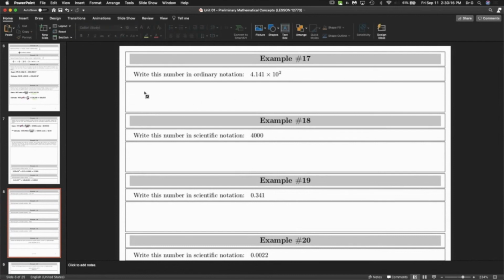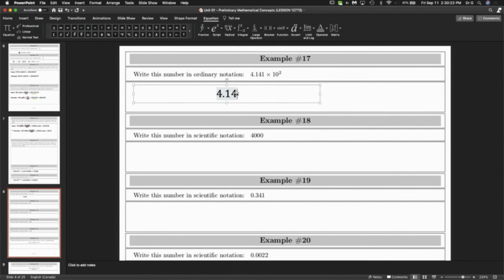Okay, let's keep on going here. So 10 to the 2 is 100. What I'm saying, bottom line, is make the number bigger. Yes, Ravindra, make the number bigger. Move the decimal over a couple of times. So 414 and some decimal part.